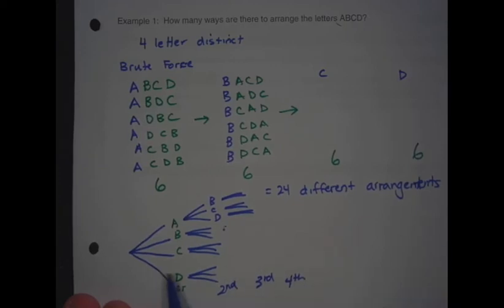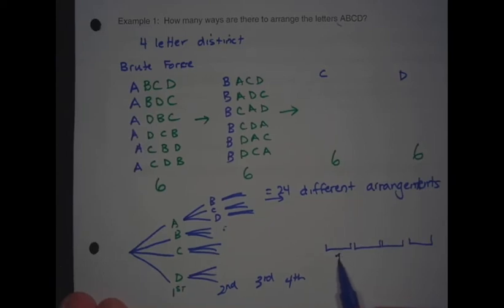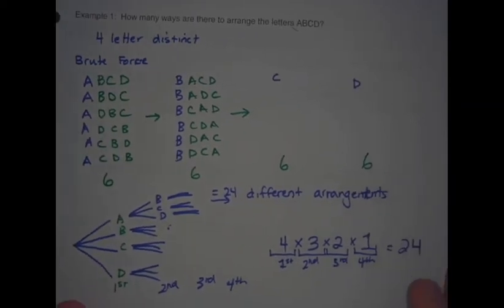My fourth place would be the same, one option. So I can think of it almost like a placeholder, and I can think about each place as being very distinct. If I look at the first spot, I can have 4 letters to start with. The second spot has 3 letters, 2 letters for the third spot, and for the last spot it would be the 4th letter. If I multiply those, I get the same answer of 24.